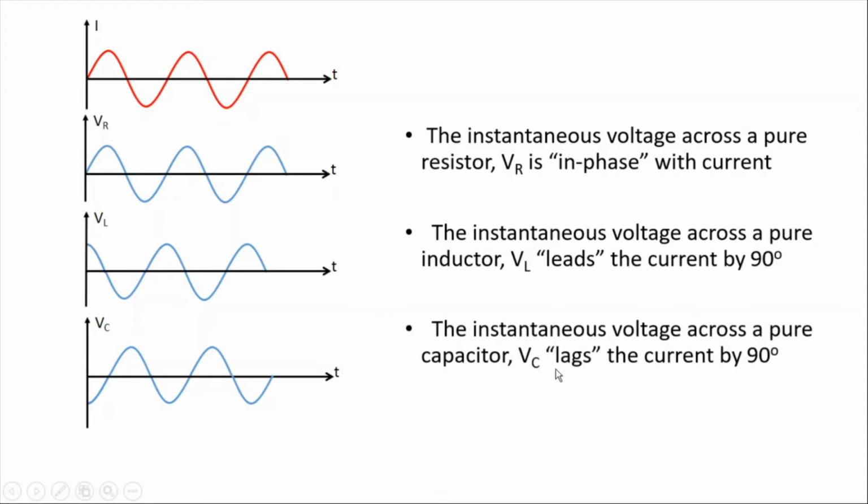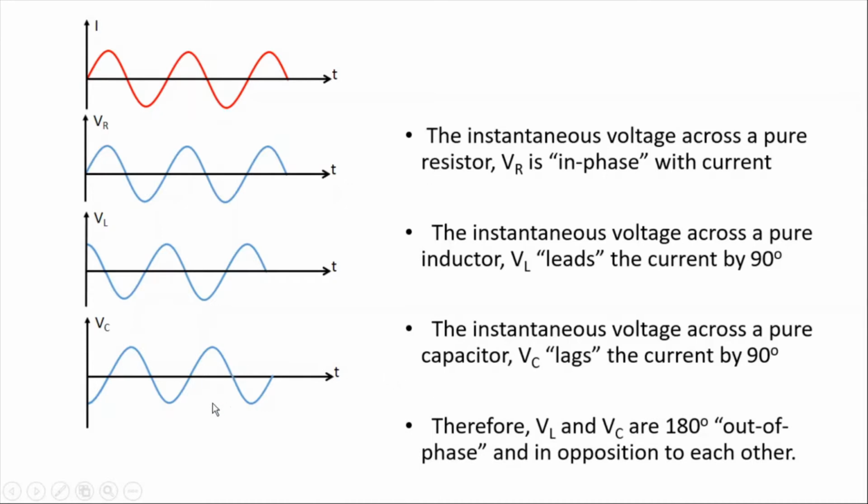In the case of the capacitor, as you see, when the current is zero, the voltage has a negative value. So in this case, we say that the instantaneous voltage across a pure capacitor lags the current by 90 degrees. Therefore, the voltage of the inductor and the voltage of the capacitor are out of phase. They are 180 degrees out of phase. When this is maximum, this is minimum. That's why there is a 180 degree phase difference between them.